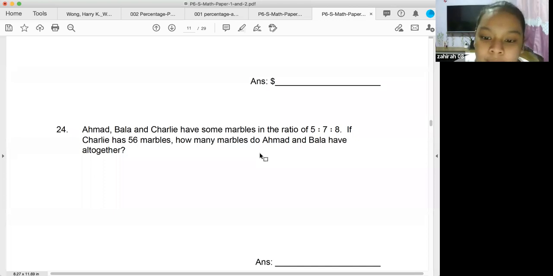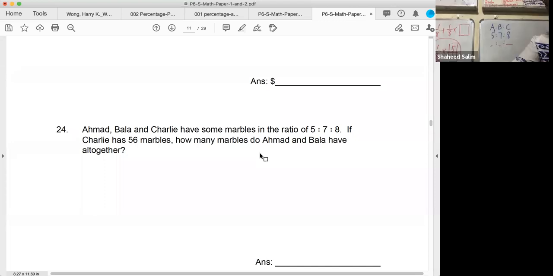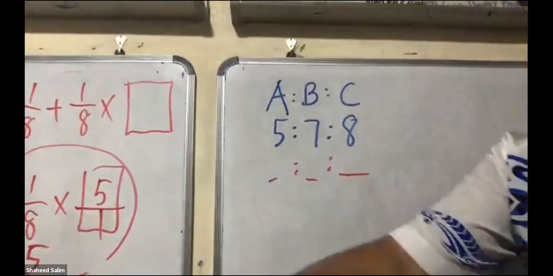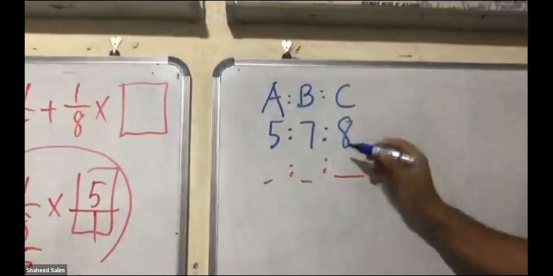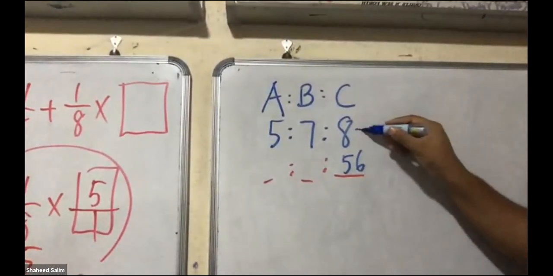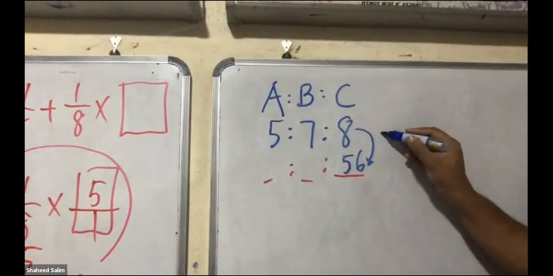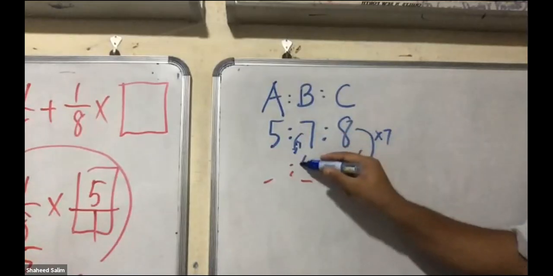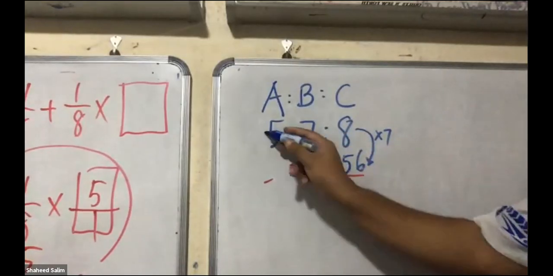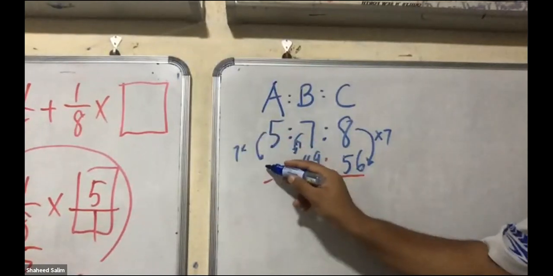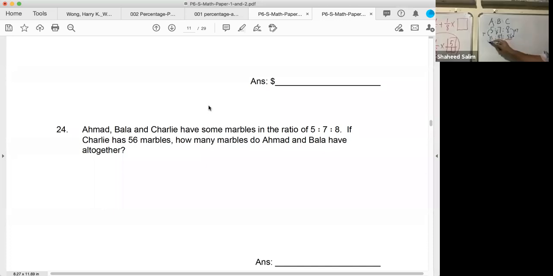Is the answer 84? Congratulations, the answer is 84. And let us see now. All right, very simple. You have the screen over here now. This Charlie is 56. So what times 8 equals 56? 8 times 7 equals 56. So you must times this by 7. You have 49. 7 times 7, 49. And 5 times 7 is 35. So you just need to add 35 plus 49 equals 84.